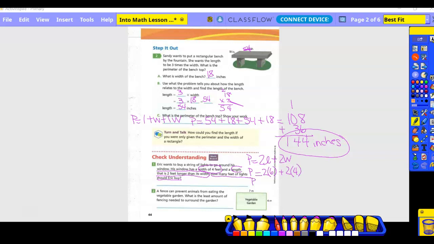So we're going to rewrite it. P equals, what's 2 times 6? Is 12. Plus, what's 2 times 4? 8. So P equals, what's 12 plus 8? Is 20. So our answer is 20. What's my label?